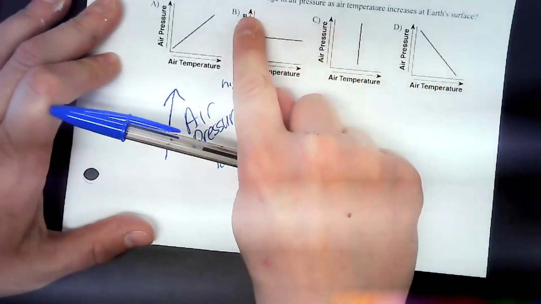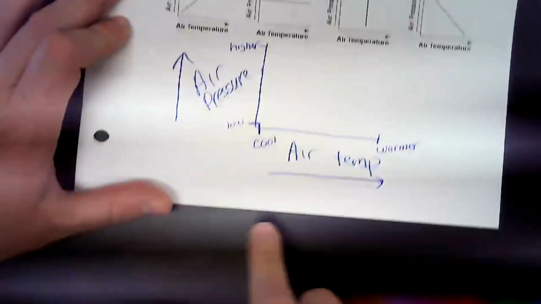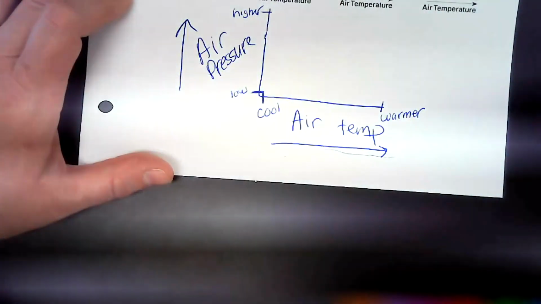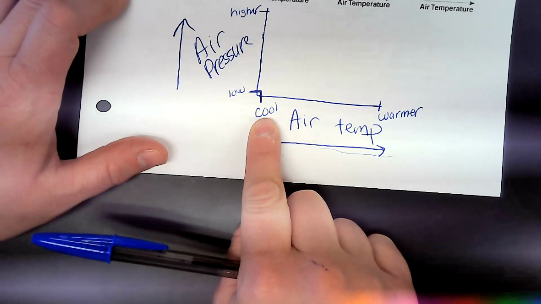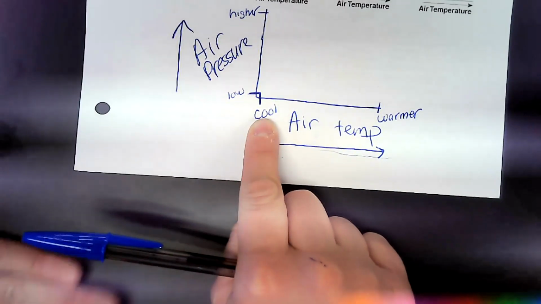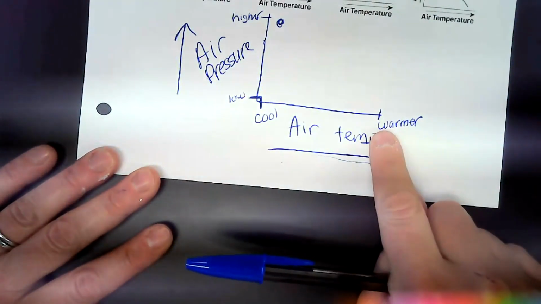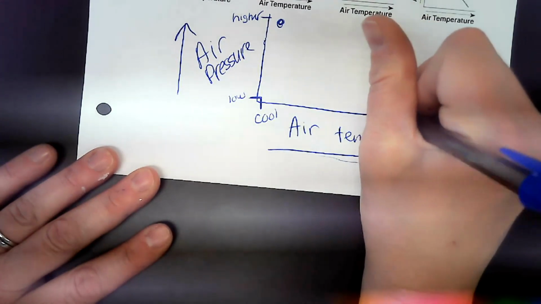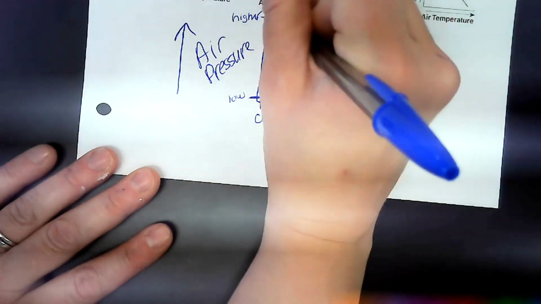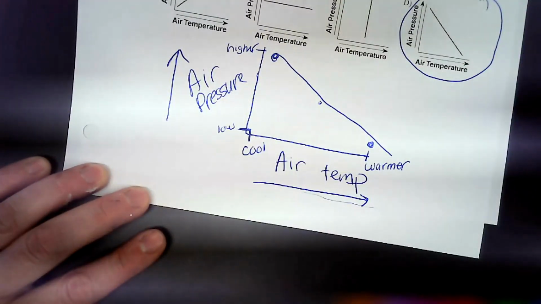They didn't put any of those things on here. So if you needed to add some descriptors, you could have done this. Cold, warm, low, high. Now stop and think. What does cool air do? Sinks. And when air is sinking, what kind of pressure? When we have warm air, what is the air doing? Rising. And when we have rising air, what kind of pressure is it? And if we had medium and medium, okay, that's answer D.